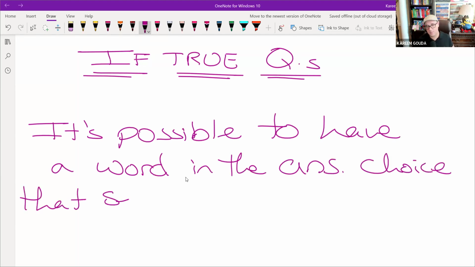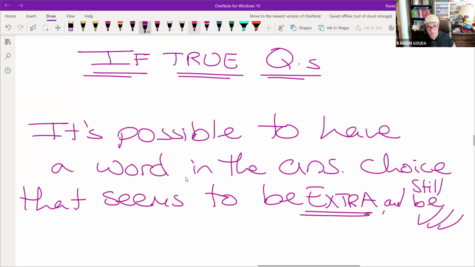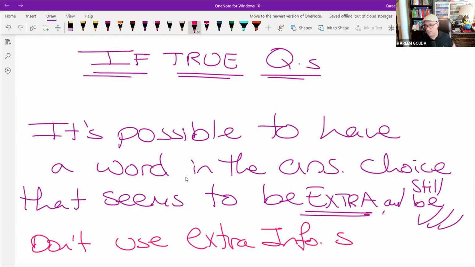that seems to be extra information, and this is one of our important skills, because we know that if there's a word in the answer choice that is extra information, that is not in the text, then this answer is wrong. But in if true questions, it is possible to have a word in the answer choice that looks like it's an extra information word, and still be the right answer. In other words, don't use the extra info skill in if true questions. That's it. Got it, people? Easy peasy? Yes. Ah, guys, that was hard.